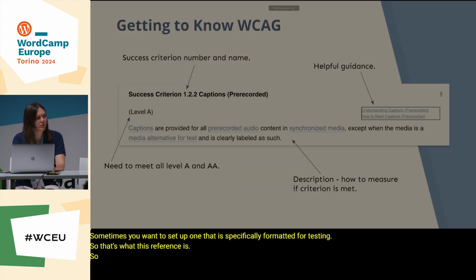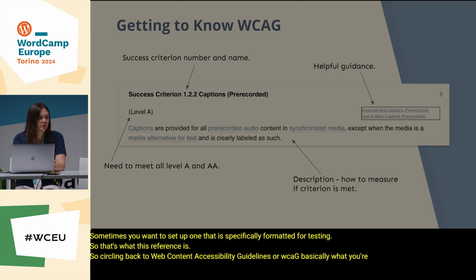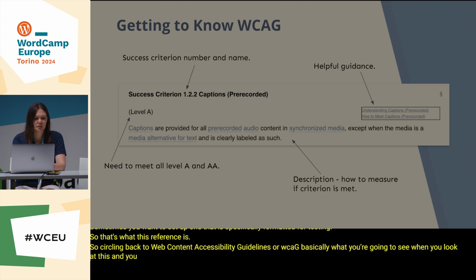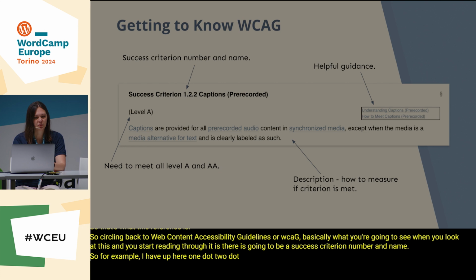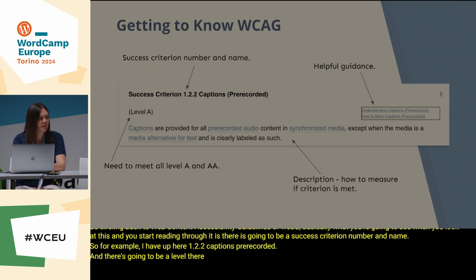So circling back to Web Content Accessibility Guidelines, or WCAG, basically what you're going to see when you start reading through it is there is going to be a success criterion number and name. So for example, I have up here 1.2.2 Captions (Pre-recorded), and there's going to be a level. There are 3 levels for WCAG: A, AA, AAA.